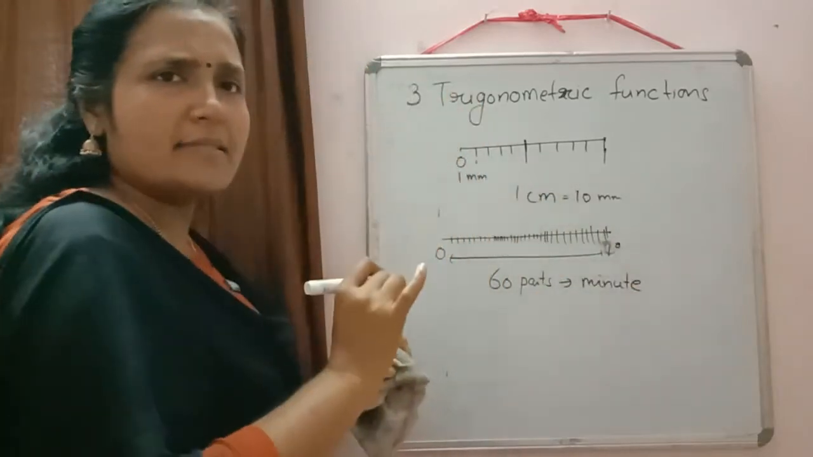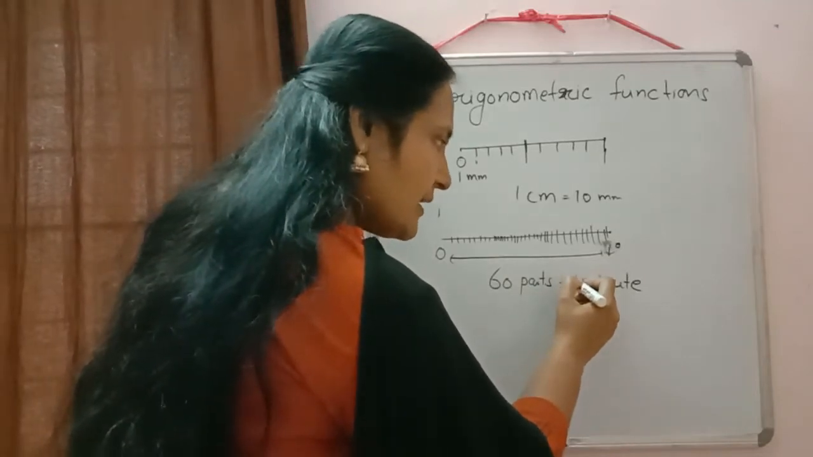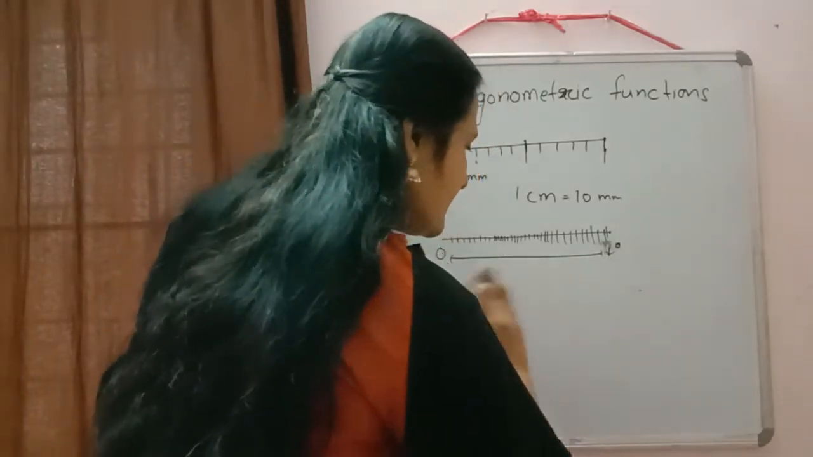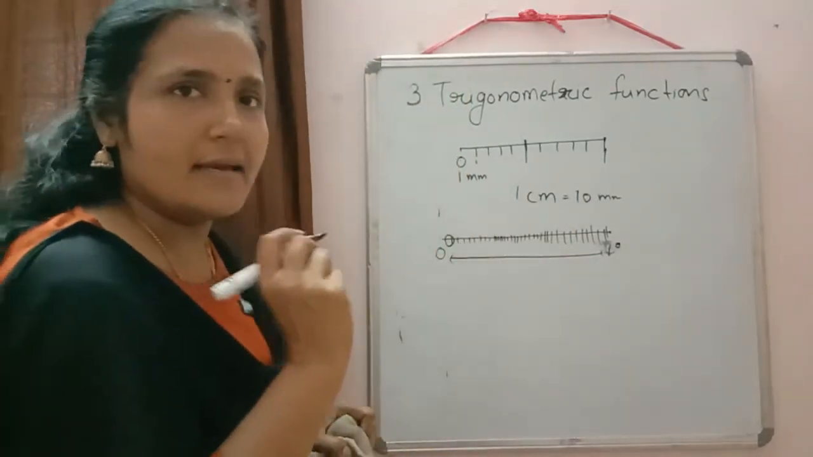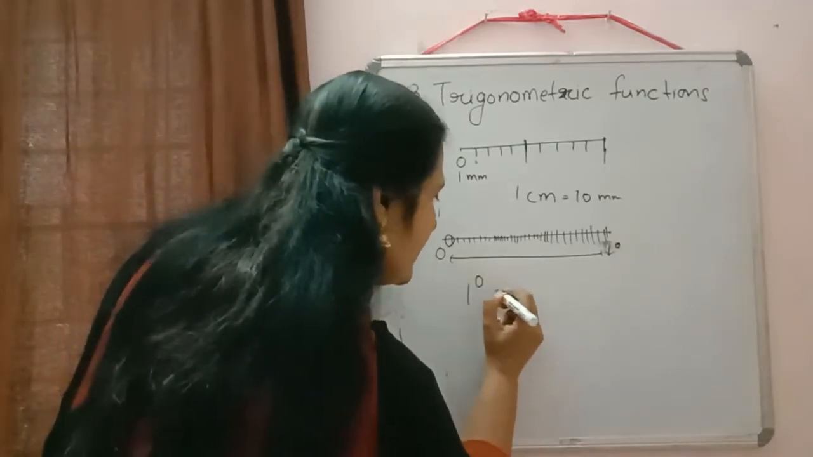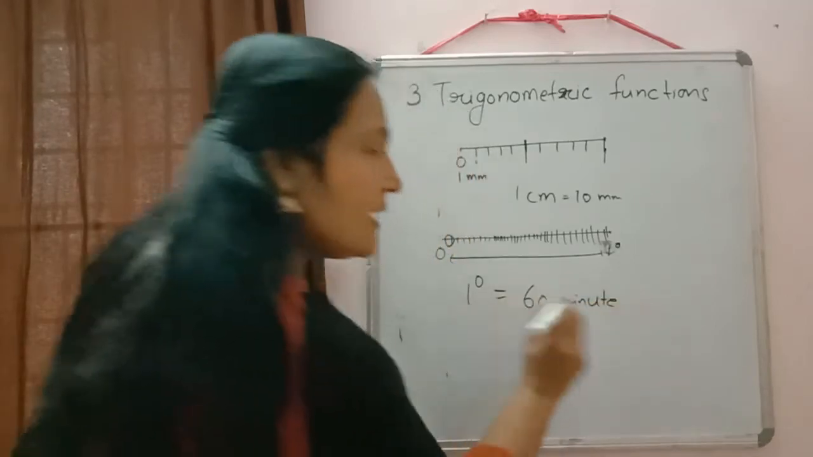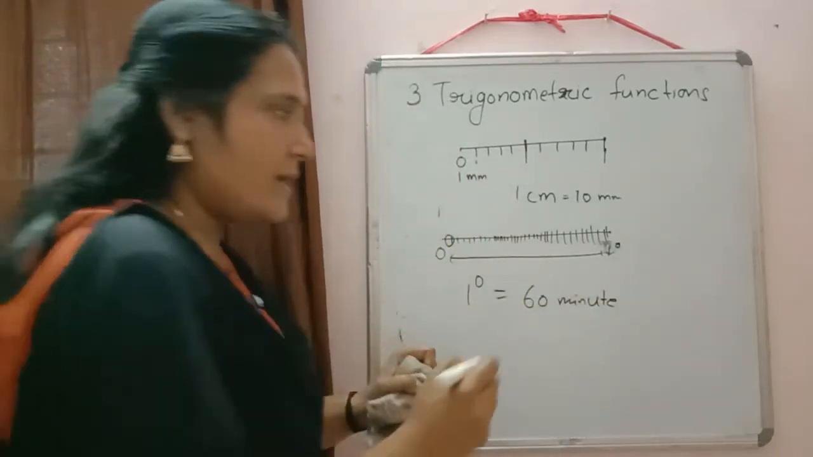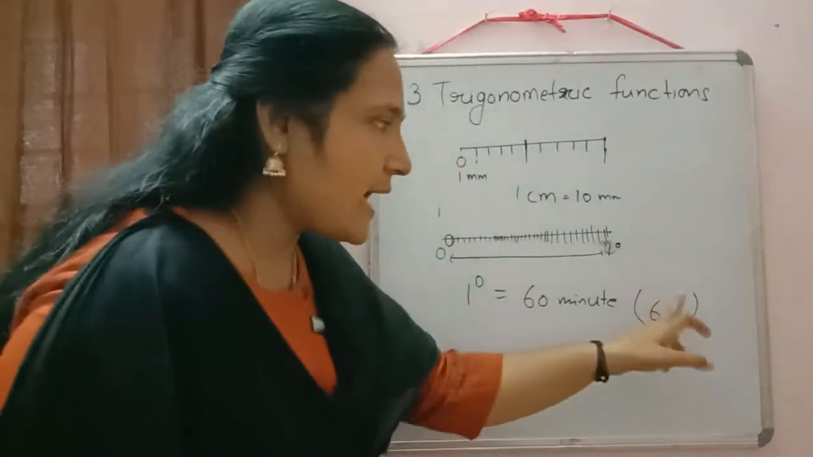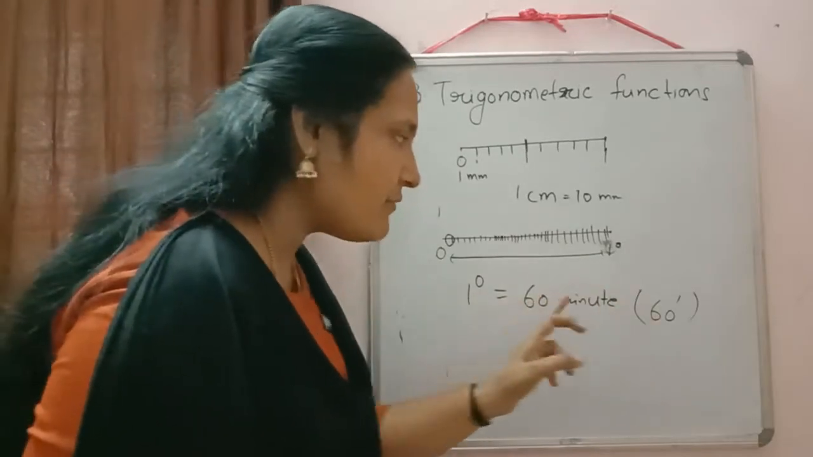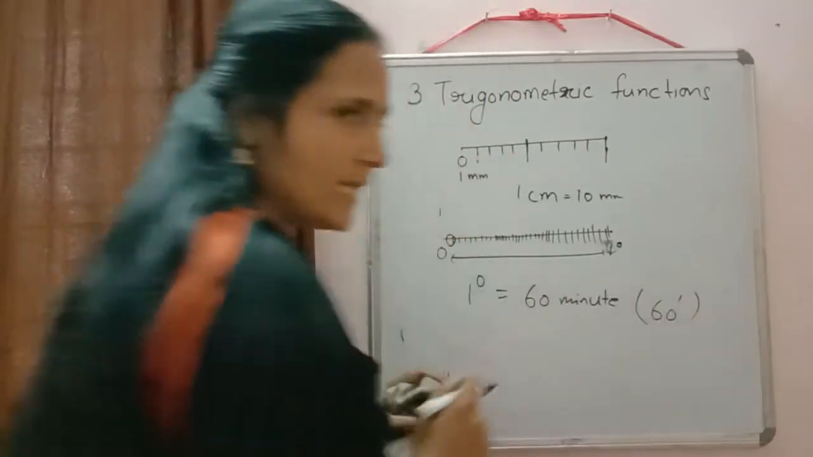So 60 small parts, and each part is called a minute there. Okay, so we can say 1 degree is equal to 60 minute, and the symbol for minute we will write in this way, 60'. This dash which I wrote is the symbol for minute. So 1 degree is equal to 60 minute.